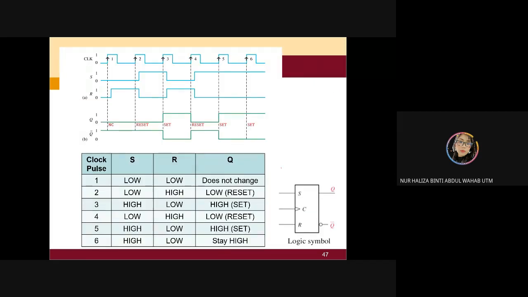So this one is similar to the explanation just now, but it is in terms of the table. You just copy paste it back. No change here. Reset, set, and etc.